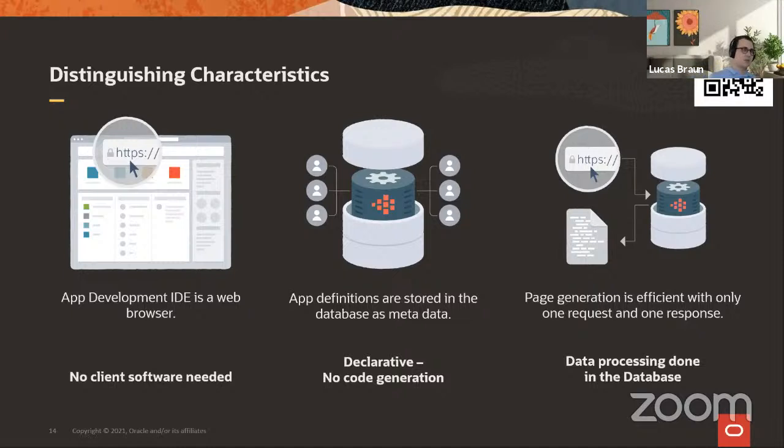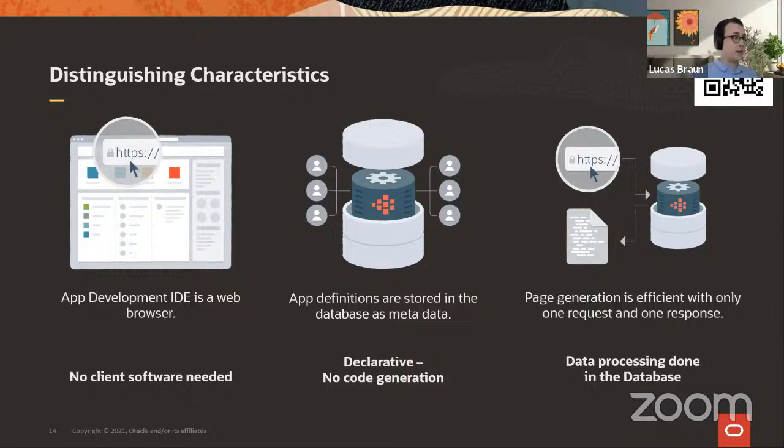The programming code is declarative. It gets stored in the database and it gets run by Apex. You don't have to compile anything. There's no code generation involved. It's really just PL/SQL. And when you use Apex, the page generation is very efficient because all the data processing happens in the database, and in the end, you basically compute one HTTP response, which gets sent back to the browser.